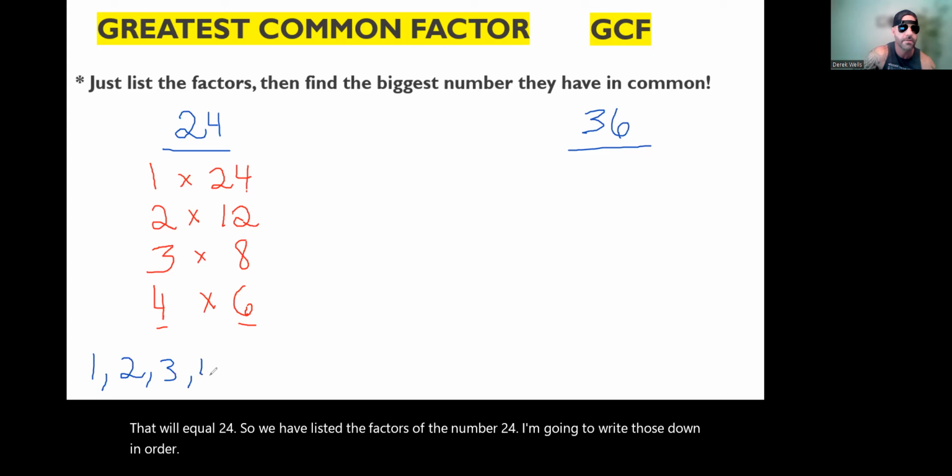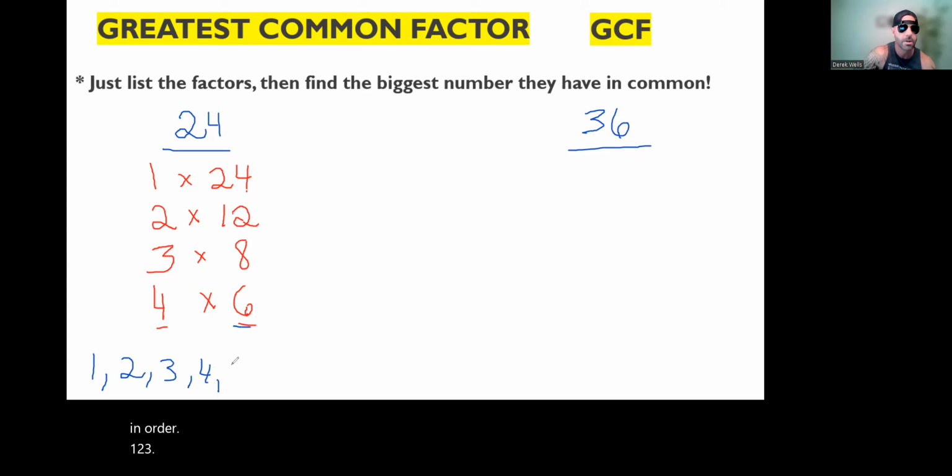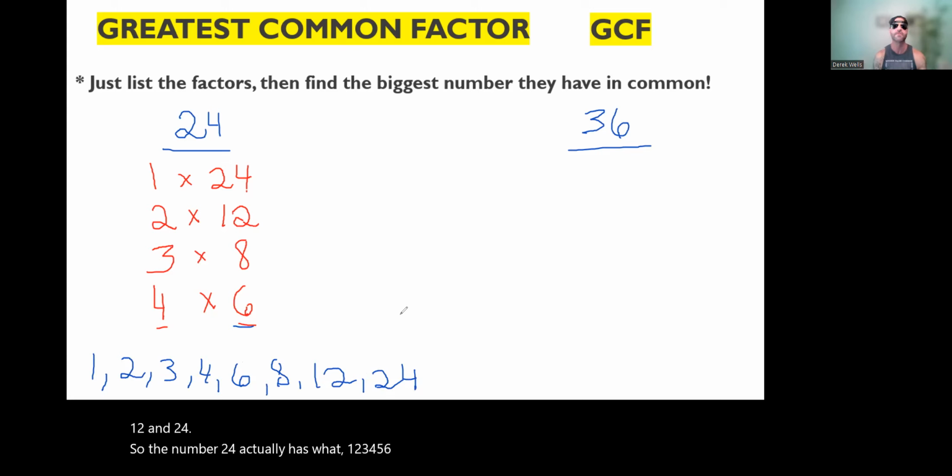1, 2, 3, 4, 6, 8, 12, and 24. So the number 24 actually has what? 1, 2, 3, 4, 5, 6, 7, 8 total factors, okay? Let's move to the number 36.